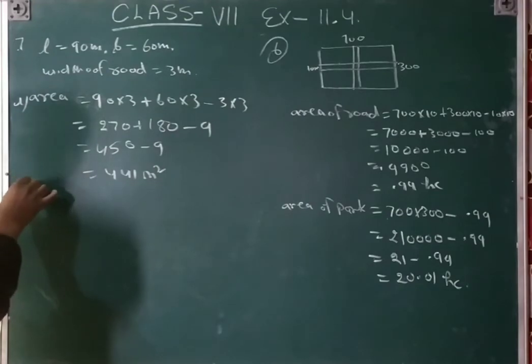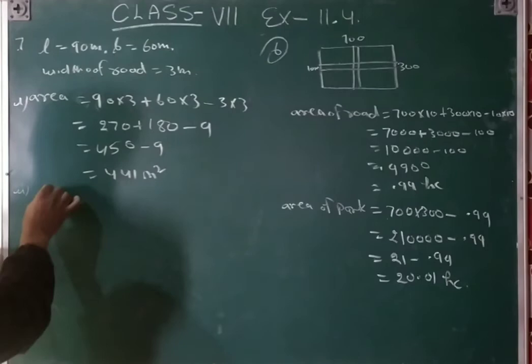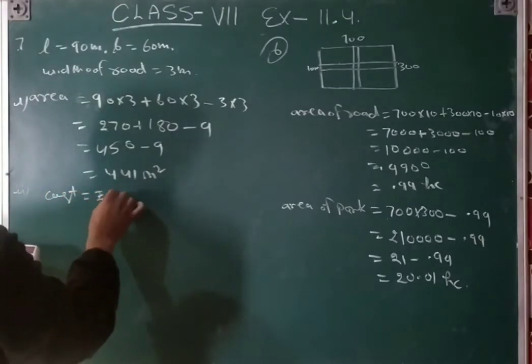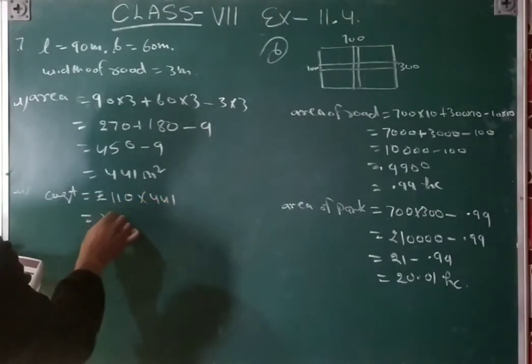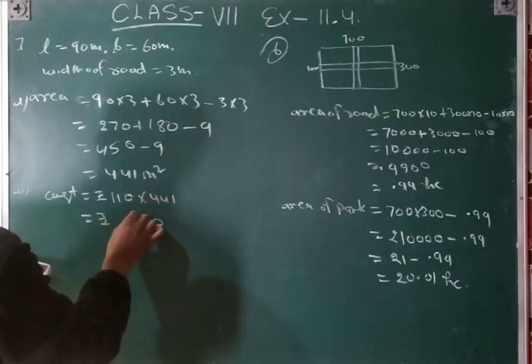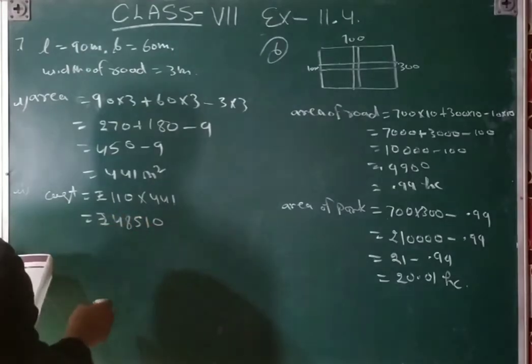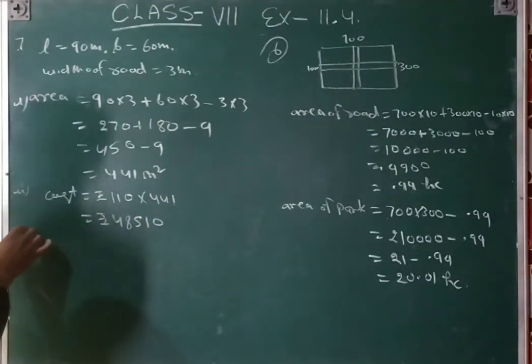And then the second part, the cost of constructing the road is simple. Rate is given 110 multiplied by 441. 11 1s are 11, 11 4s are 44, and then 11 4s are 44, that is 48,510 rupees. And then question number 8th.